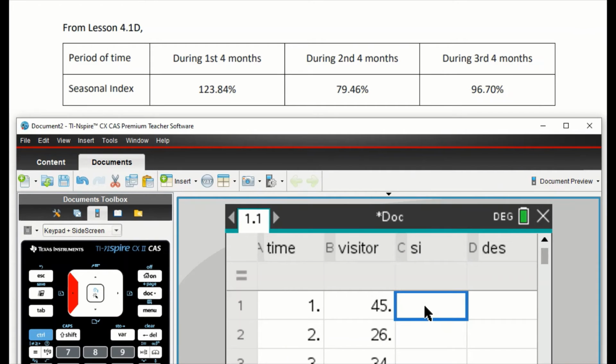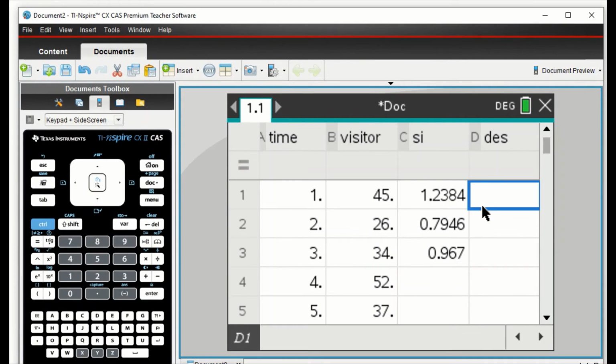So this is for my first one, 1.2384. Then I'll move on to the second one, 0.7946. And the next one, 0.9670. After I put this in, I know that what I'll be doing is using this cell to divide by this cell to get my answer. Am I right? For the following data, they will have a repeating seasonal index. So what I can do so that I do not need to continue keying in the values is to copy paste.